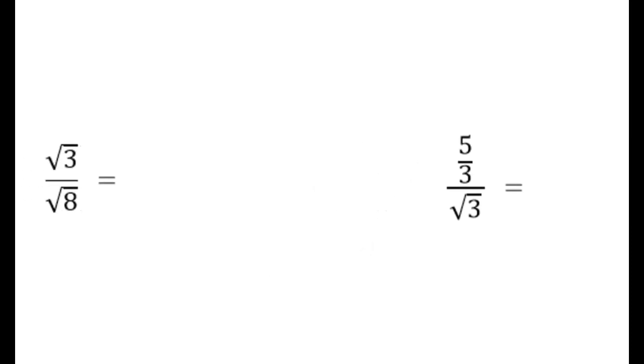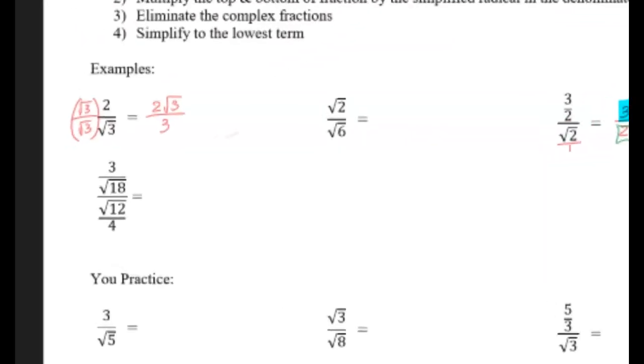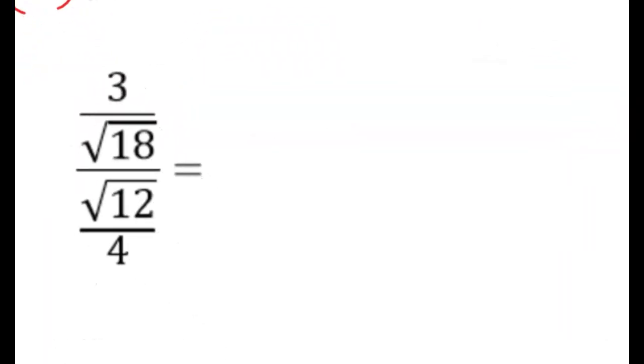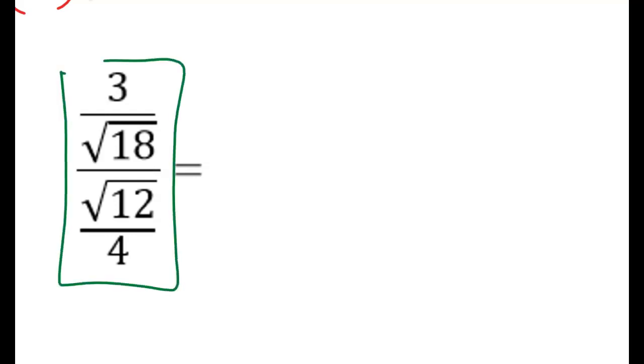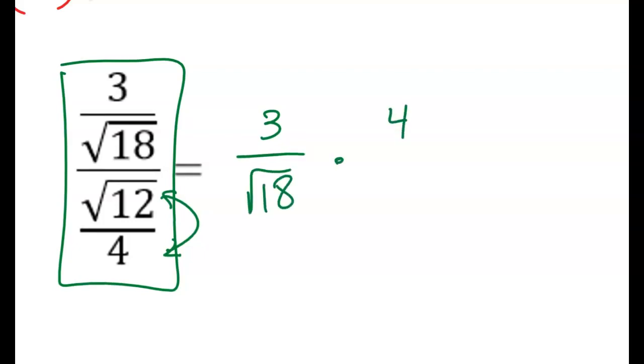Okay, so now for the big one. Now for the big one. My recommendation, you could do this multiple ways, but like we just did in the previous one, is to try to get rid of the big fraction. So we multiply by the reciprocal of the denominator. So this becomes 3 over the square root of 18 times the reciprocal, 4 over the square root of 12.